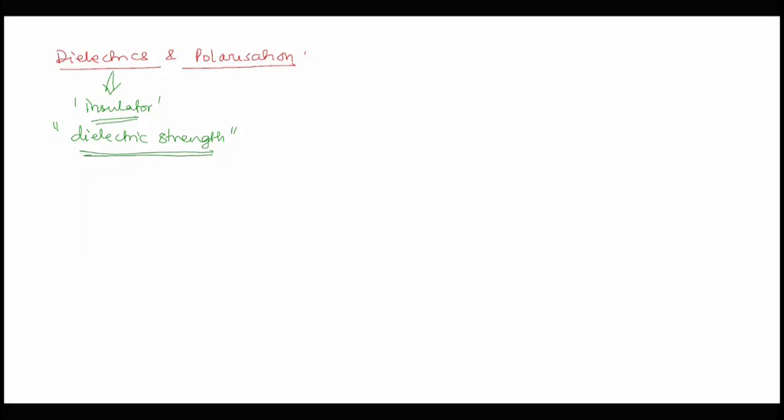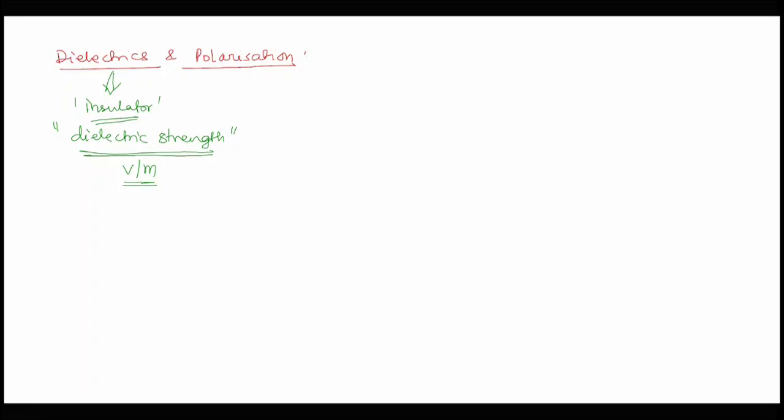I am repeating that last part again. When we apply a very high electric field, what happens? The outer electrons may get detached from the parent atom of the insulator, and as a result they start behaving like a conductor. So the maximum value of the electric field or the potential gradient that a dielectric material can tolerate without electric breakdown is regarded as the dielectric strength of the medium. The dielectric strength of the medium is measured in volt per meter.